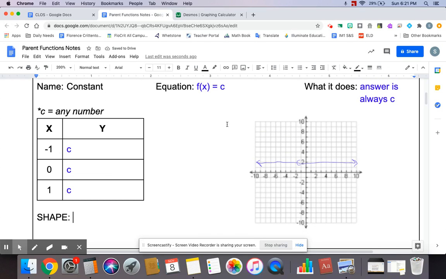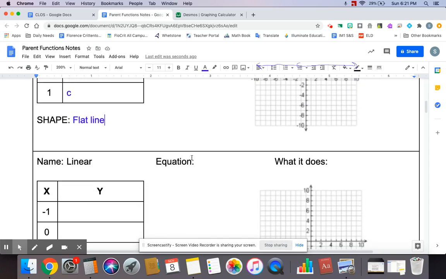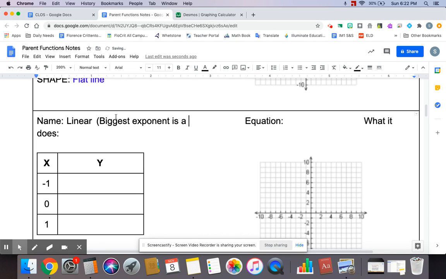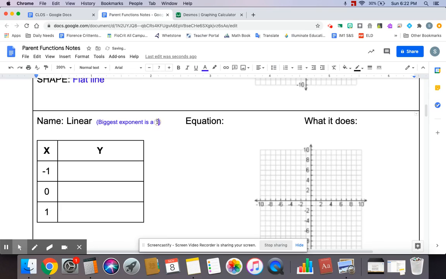So the shape of constants is that they always make a flat line. The next one is a linear. And the rule of linears is that the biggest exponent is a 1. So what that means is that the equation is going to be that f of x equals x, because the exponent on this x right now is just a 1, because there's no exponent on it.